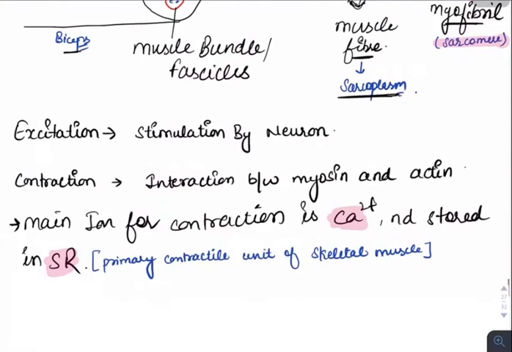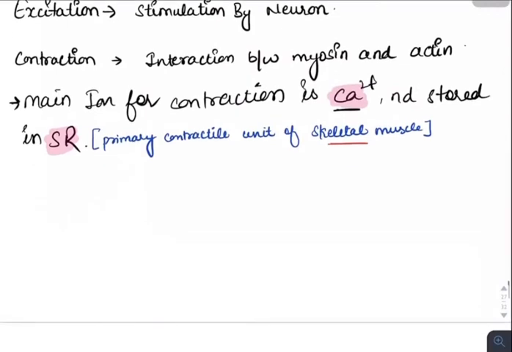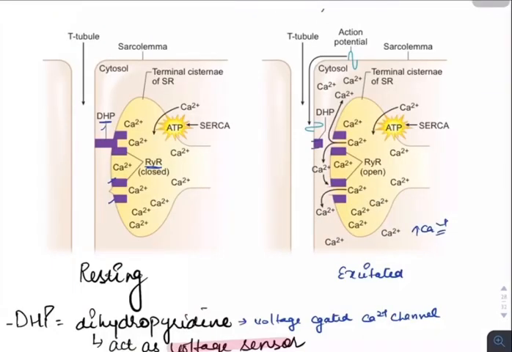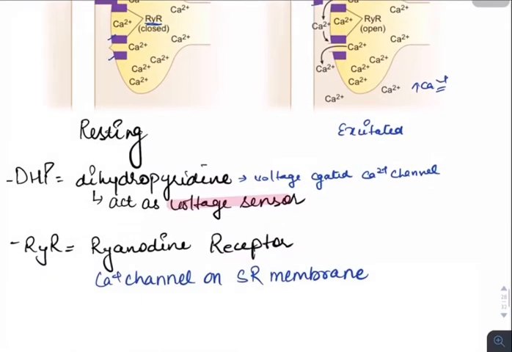The main ion for contraction is calcium, and this is stored in the sarcoplasmic reticulum. Now we will see how these processes, excitation and contraction, occur in muscles. First of all, we have to know two receptors that are important in calcium regulation in muscles. The first is the DHP receptor, the dihydropyridine receptor, and the second is the RYR, the ryanodine receptor. We will see how they function.